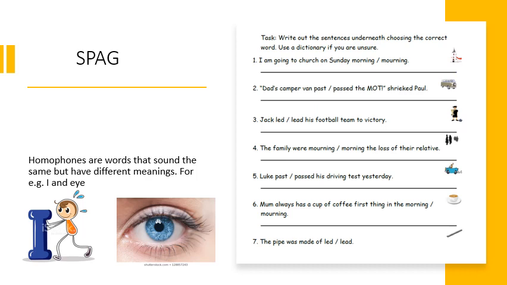Okay, so question number 1, I'm going to church on Sunday something. Think about both the spellings. Which spelling are you going to write? Question number 2, Dad's camper van something the MOT, shrieked Paul. Now look at both the spellings of past. Which one are you going to use?